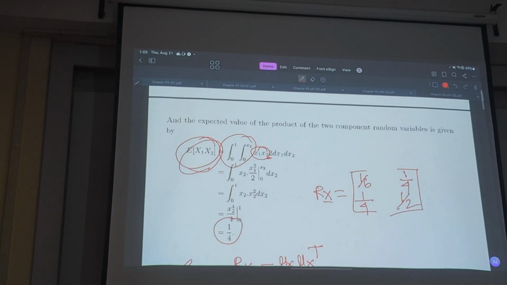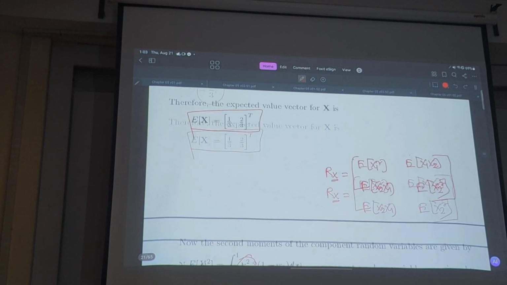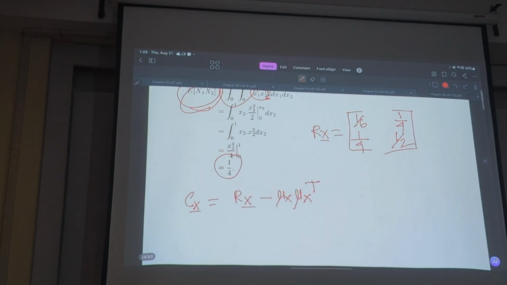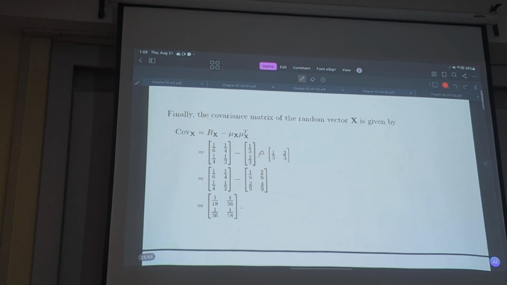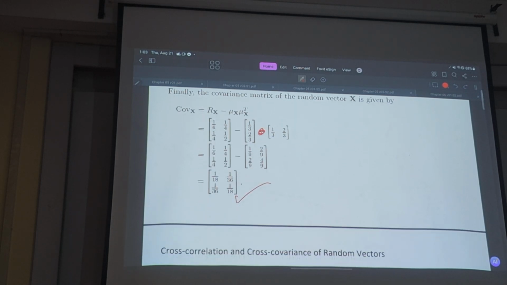What is mu x? 1/3, 2/3. Then this one will be 1/6, 1/4, 1/4, half, right? Minus this will be right here. Look at this. Then the covariance is right here, right?